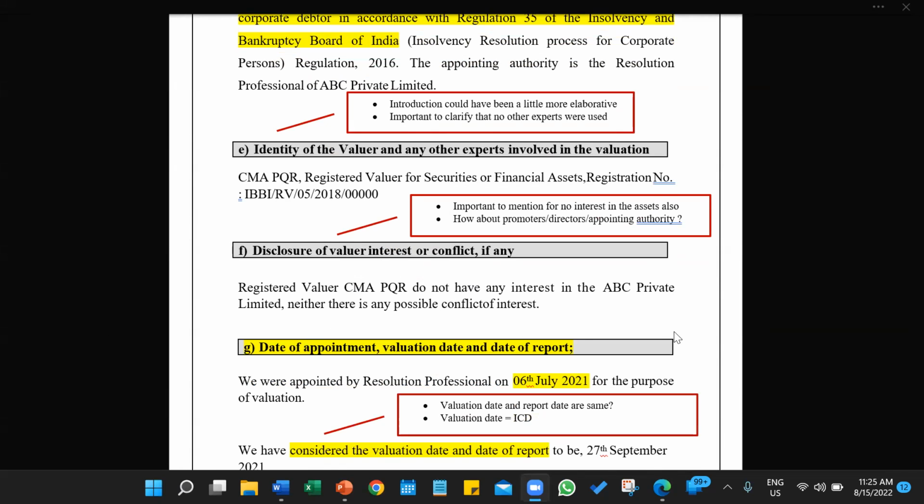A single simple statement doesn't hold good here, that the valuer has no conflict of interest in the specific CD, which is ABC Private Limited. Also, if there are assets which you're valuing, do you have an interest in them? Again, being very specific. Maybe some of the promoters or directors of that particular corporate debtor have some relationship, which should also get highlighted. If there is none, it is very good to specifically mention that. So give an absolutely specific update about your disclosure or any conflict of interest.